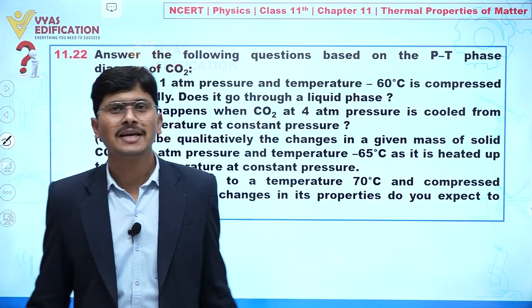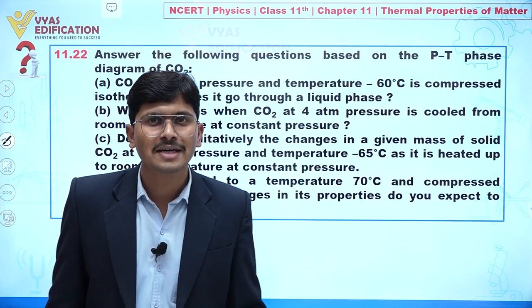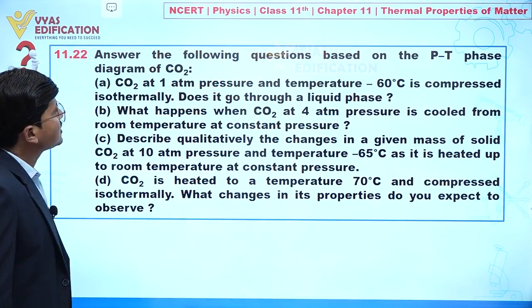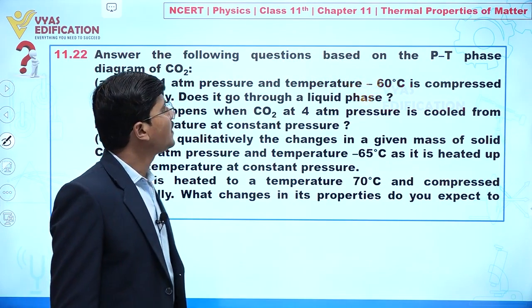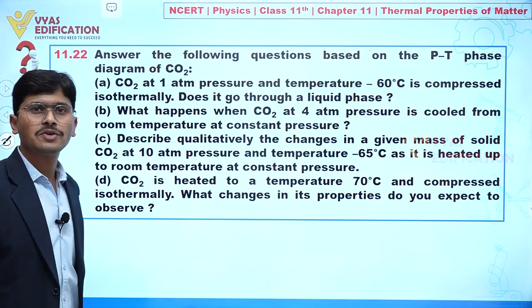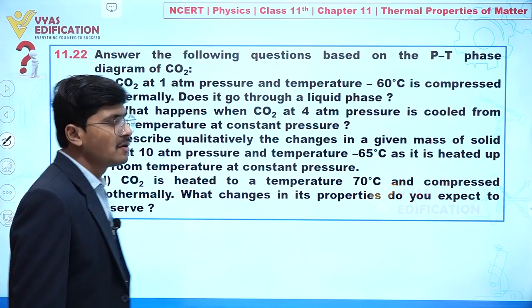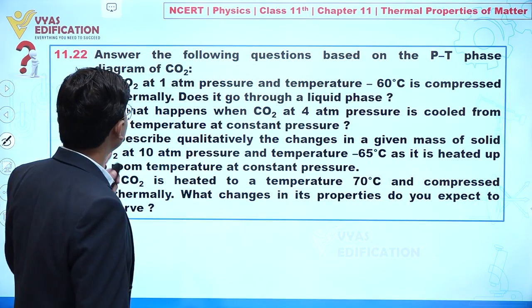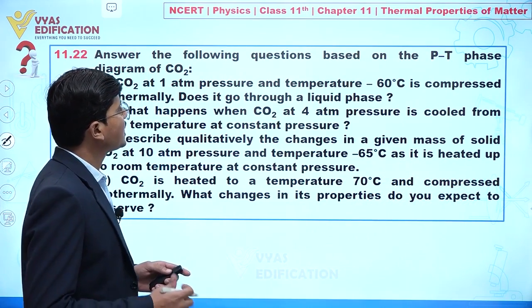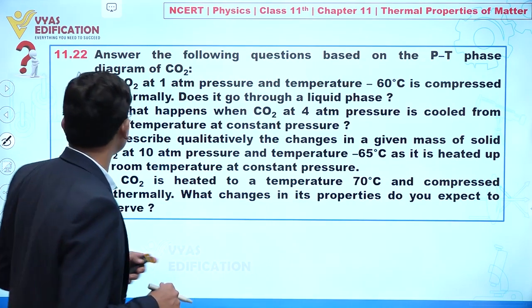Again, this question is related to the PT diagram of carbon dioxide. So now concentrate. Answer the following question based on the PT phase diagram of CO2. Clear? Now part number A. CO2 at 1 atmospheric pressure and temperature minus 60 degrees Celsius, clear.